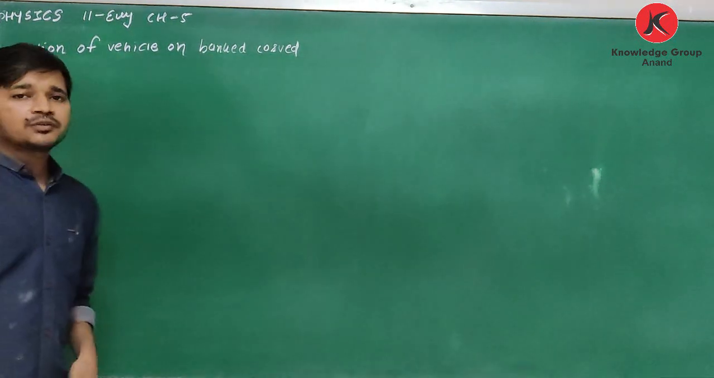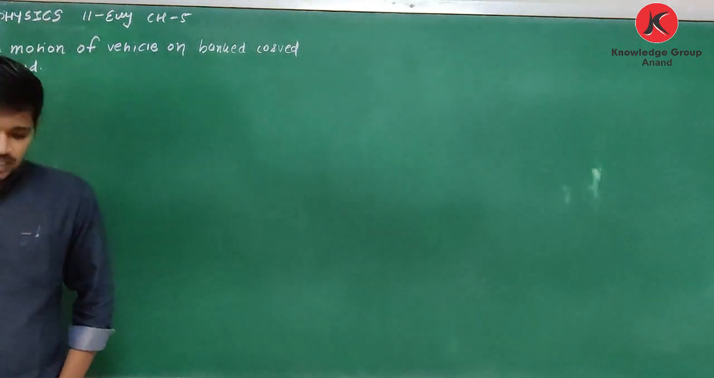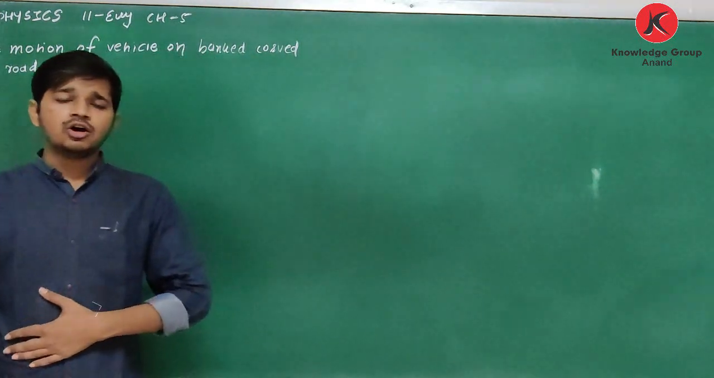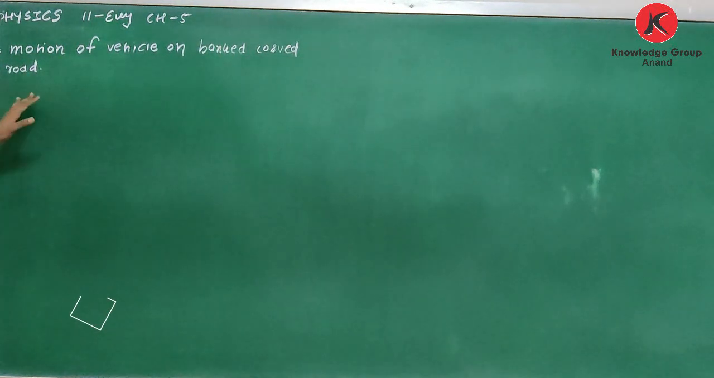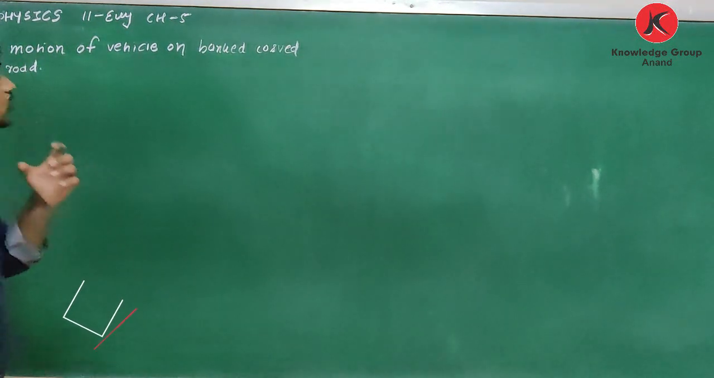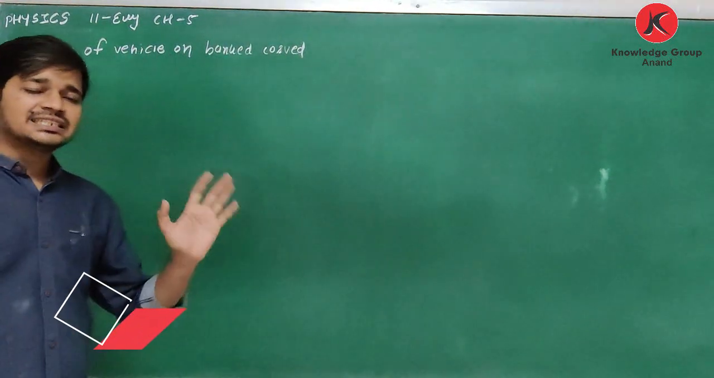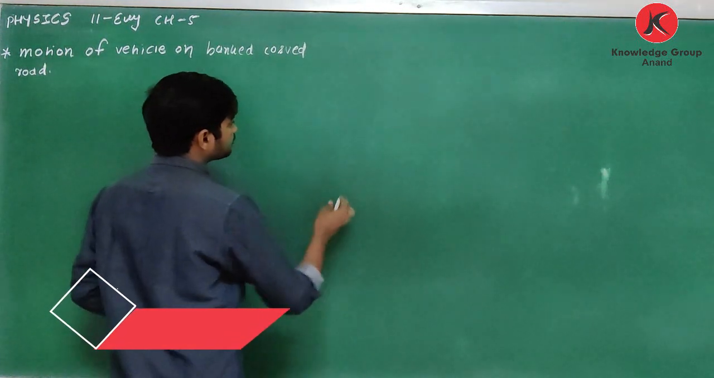Okay. In last lecture we discussed what is dynamics of uniform circular motion, and the first case that we discussed is motion of vehicle on level circular road. Now in this lecture we will study motion of vehicle on bank curve road, not on horizontal plane, but if the plane is inclined at some angle. For example, like this.